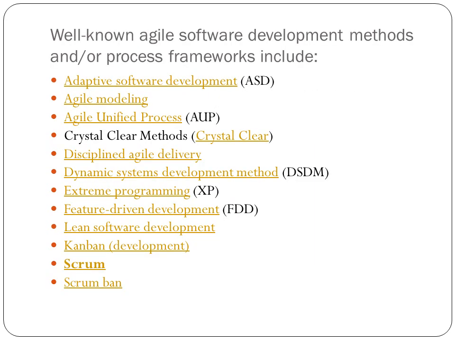As we have already seen what an agile model is, now we will look into some real-time practices which are currently used by software industries nowadays. Those are adaptive software development, agile modeling, agile unified process, crystal clear methods, disciplined agile delivery, dynamic systems development method, extreme programming, feature driven development, lean software development, Kanban development, Scrum and Scrumban. Shortly we will see in detail about the Scrum process model.